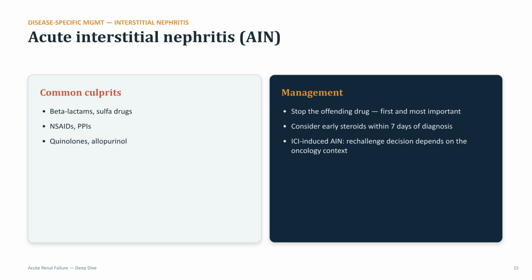For acute interstitial nephritis, management centers on stopping the offending agent. If an immune checkpoint inhibitor is the cause, the decision to rechallenge depends on the oncological context. Balancing renal risk with cancer treatment benefits is a key discussion to have with the oncology team.